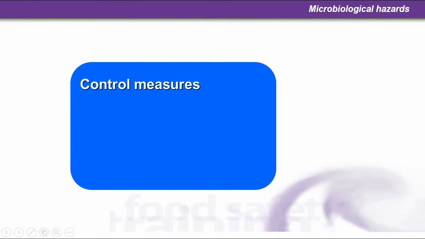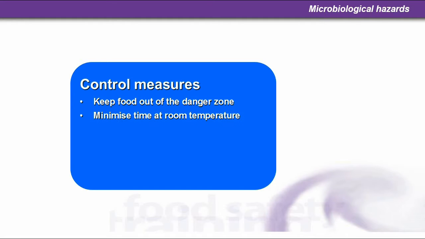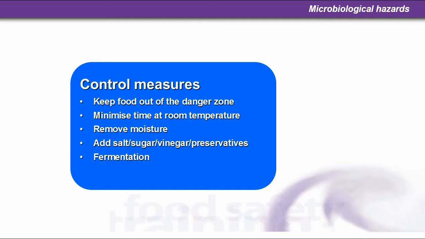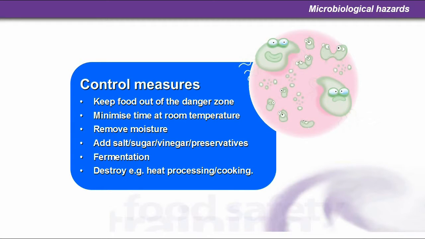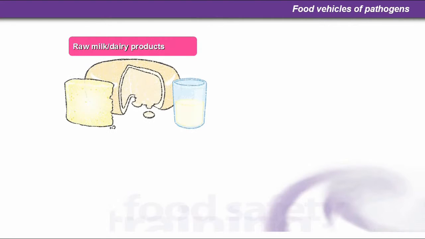And let's have a look at the microbiological hazards. Okay, so control measures for the hazards include keeping food out of the danger zone, which is between 5 and 63 degrees C, minimizing time at room temperature, removing moisture, adding salt or sugar, vinegar or preservatives, fermentation, which reduces the pH because obviously bacteria and microbiological entities do not like low pH, and destroying them, for example, by heat processing or cooking or steaming. So food vehicles are pathogens.